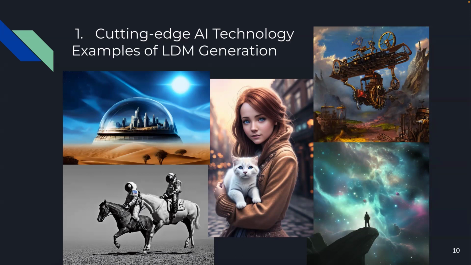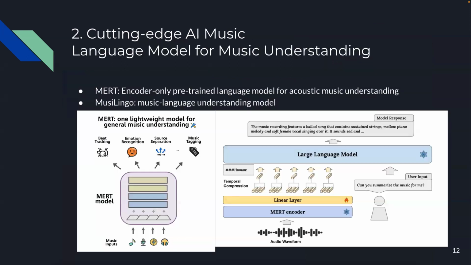Okay, what I have introduced so far are two types of cutting-edge learning technology. One is the language model, specifically large language models like ChatGPT. The other is the diffusion model, specifically latent diffusion models like Stable Diffusion. Later, I would like to introduce some of their applications in music understanding and music generation.